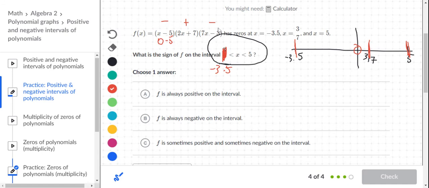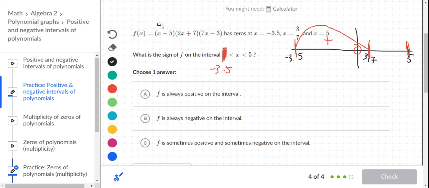Negative times a positive times another negative would be a positive number. So the graph would be here for this portion, something like that. It's positive. It's above the axis. That's what that means. All right, the second part. What's in between 3/7 and 5? 4. Yeah, we can choose 4. That works. So let's choose 4.